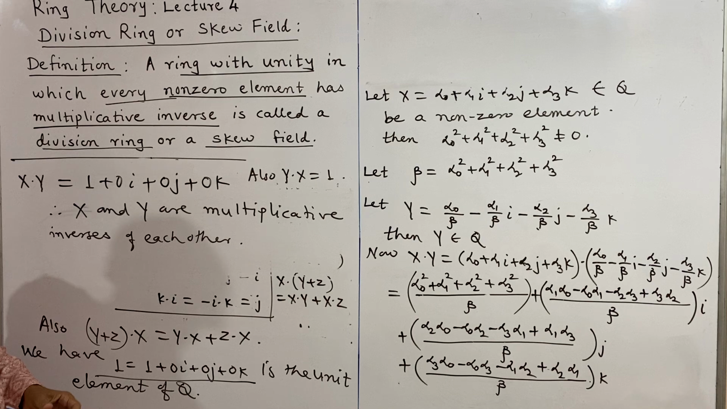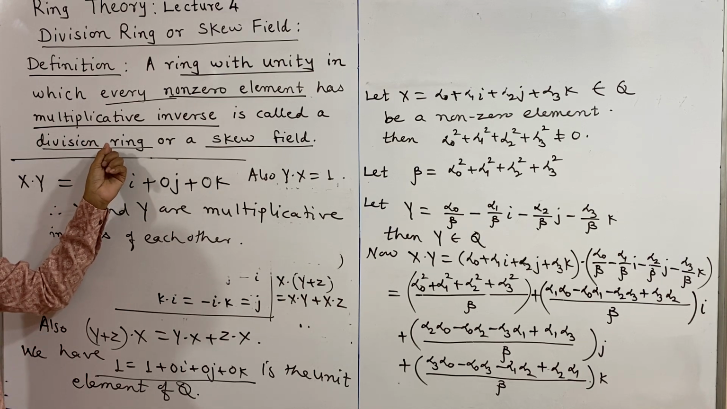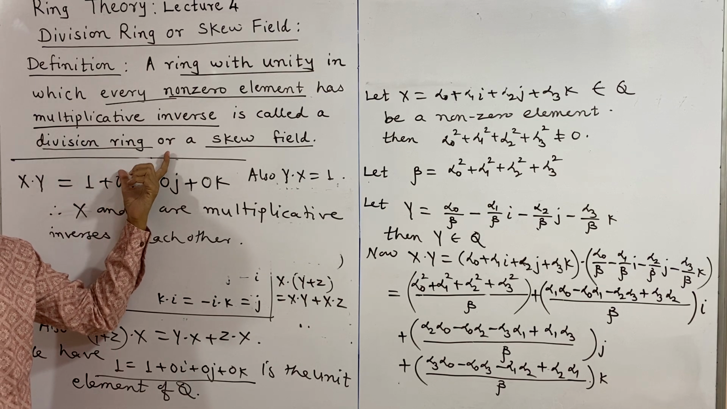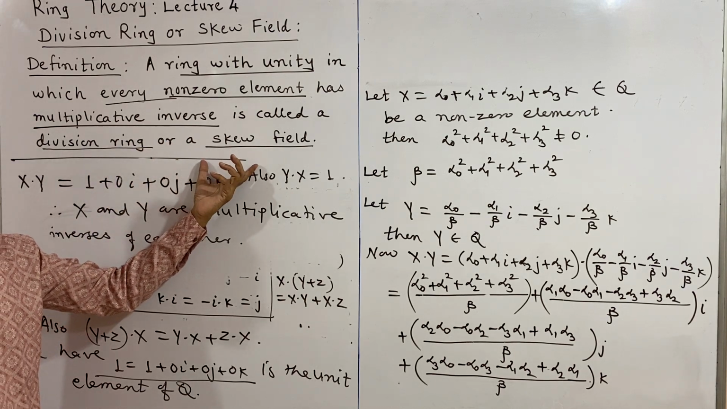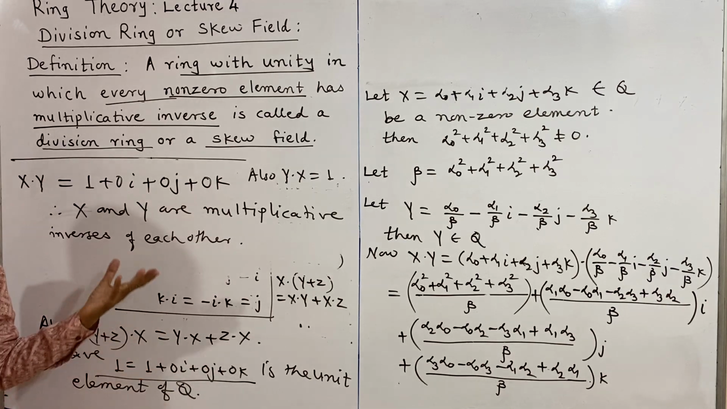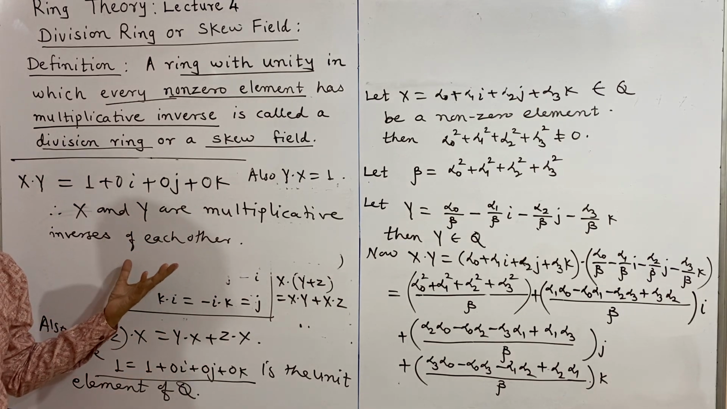So in this lecture we have studied the meaning of a division ring with unity in which every non-zero element has a multiplicative inverse, which is also known as a skew field, and we have studied one example, the real quaternions, as a division ring.